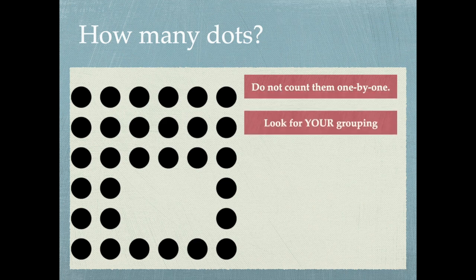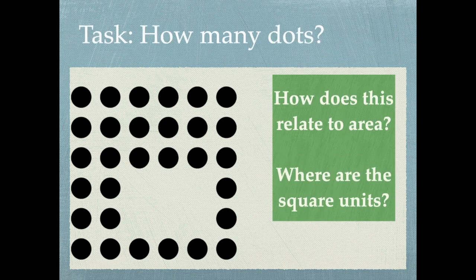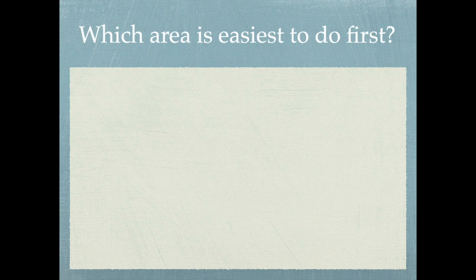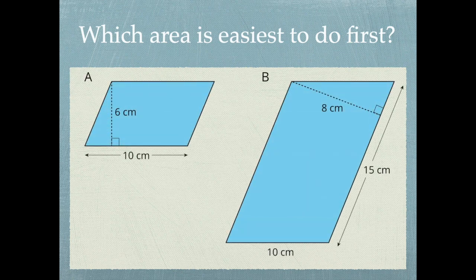Look for groupings that are easy for you and count them. So this picture here, even though it's not square units, you're actually counting circle units, it actually relates to area also because you're using arrays. You have actually been doing this for a while. So before we actually get into the parallelograms and solve the area, let me ask you first, which one's easier to do?